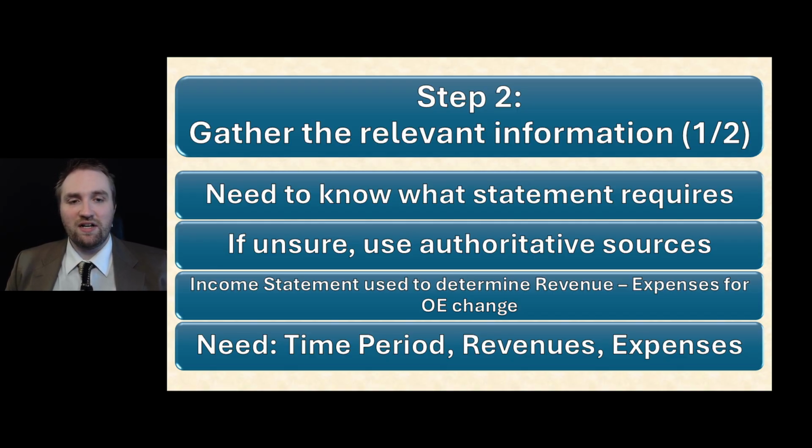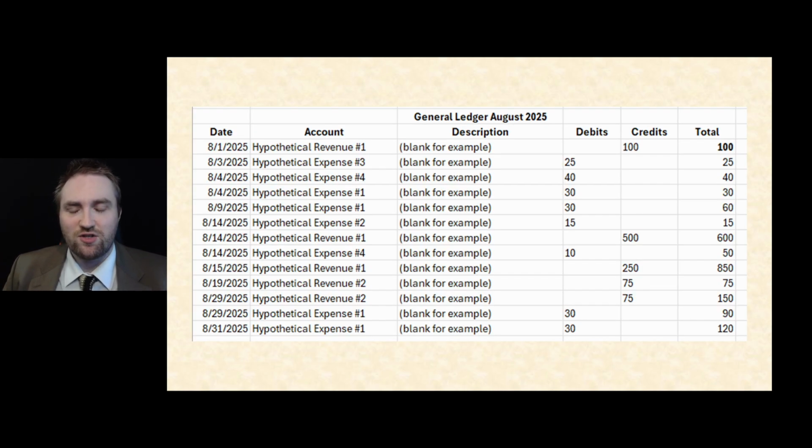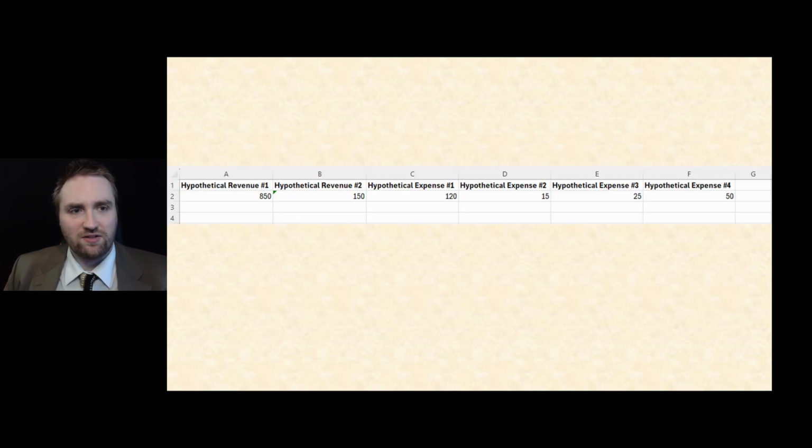Let's say we want to create an income statement for the month of August in 2025. Once we know the time period, we then collect all of the revenue and expense ledger entries from August 2025. Doing this is fairly straightforward. We just open our general ledger, start on August 1st, 2025, and then write down in a separate area all of the entries for revenues and expenses in the month of August through August 31st. This is part of what's called a trial balance, which we'll cover fully in episode 6. So after we've gathered all of this information, we move to step 3.